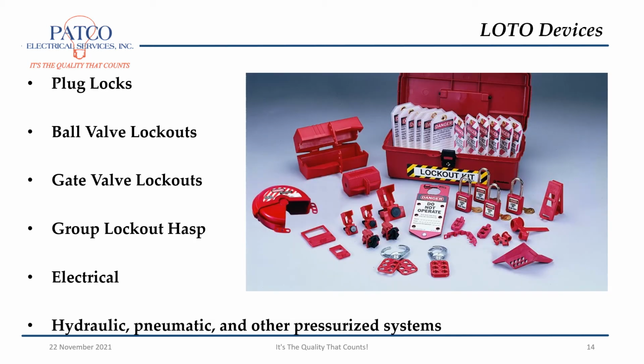LOTO devices, some different LOTO devices here. They're plug locks, ball valve locks, gate valve locks, group lockout hasps, electrical, and hydraulic, pneumatic, and other pressurized systems. So of course, plug locks, group lockout hasps, and electrical are going to be your main ones that you're going to be using.